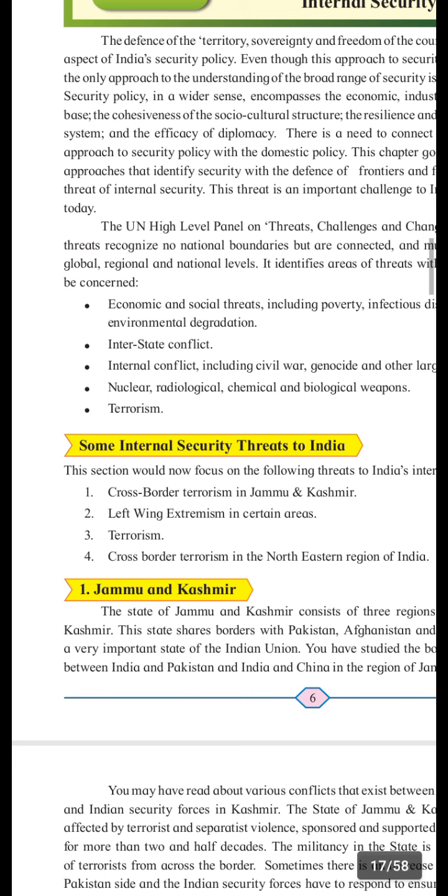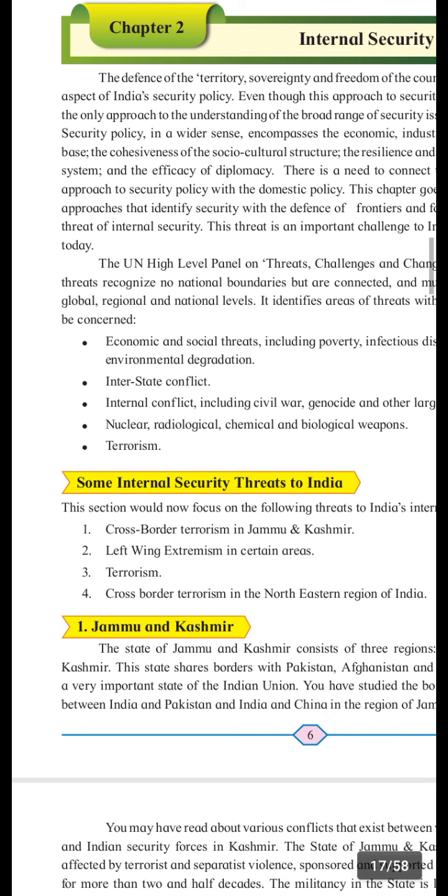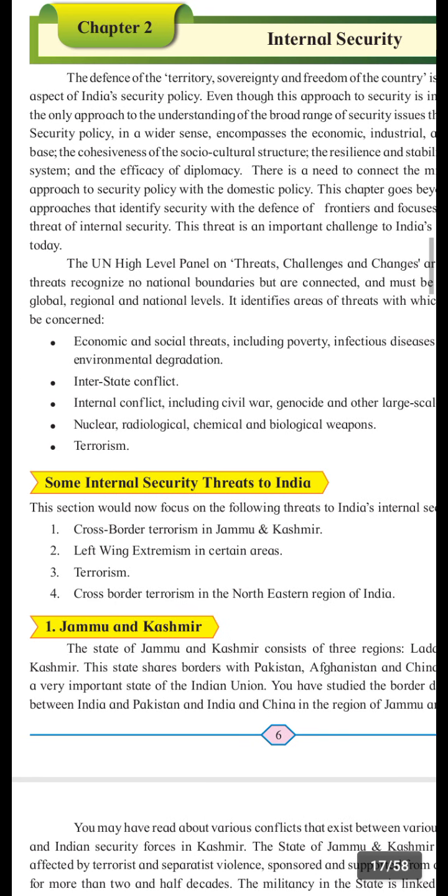This section will now focus on the following threats to India's internal security. First, cross-border terrorism in Jammu and Kashmir. It is the major threat in front of India. Second is left-wing extremism in certain areas. Third is terrorism, and fourth is cross-border terrorism in the northeastern region of India. These are the four threats related to internal security of India.